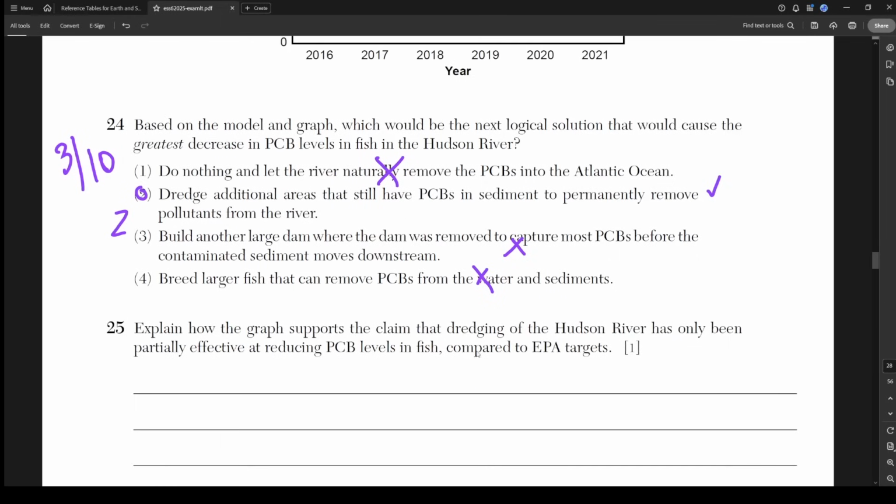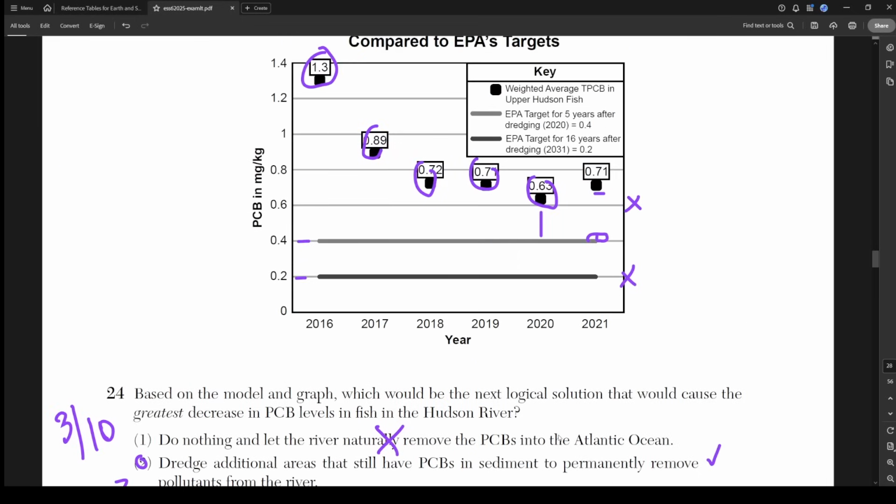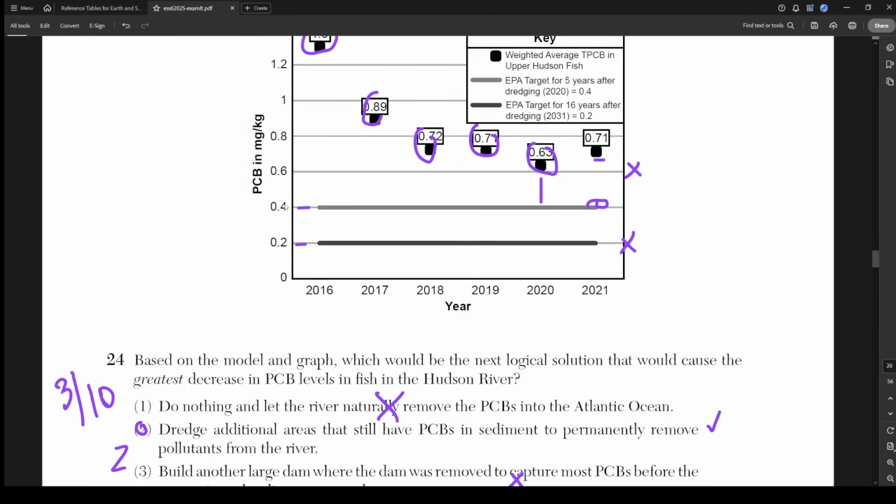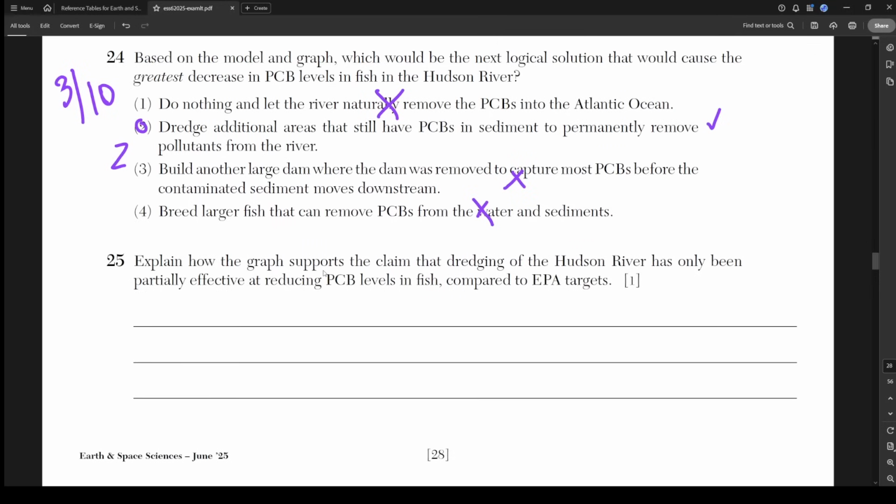Explain how the graph supports the claim that dredging of the river has only been partially effective at reducing PCB levels in fish compared to the EPA targets. So, I mean, we answered that. The lowest it's gotten to is 0.63, and the EPA target in 5 years was supposed to be 0.4. So it didn't make it.